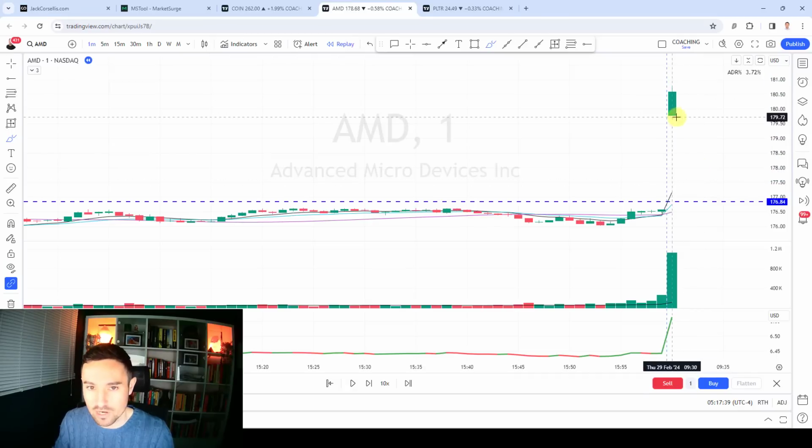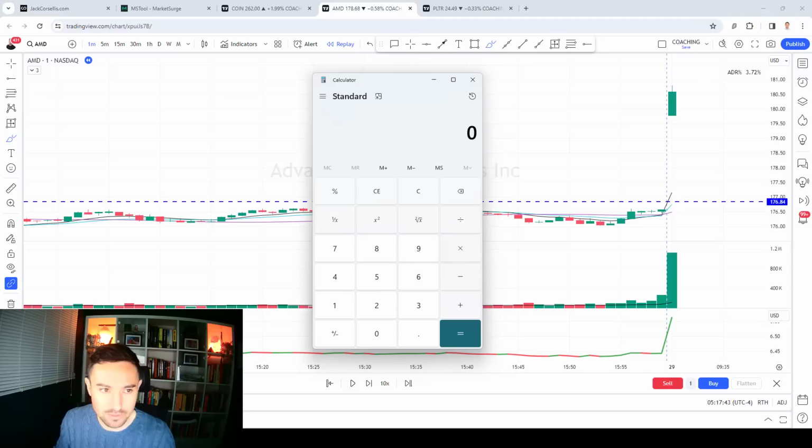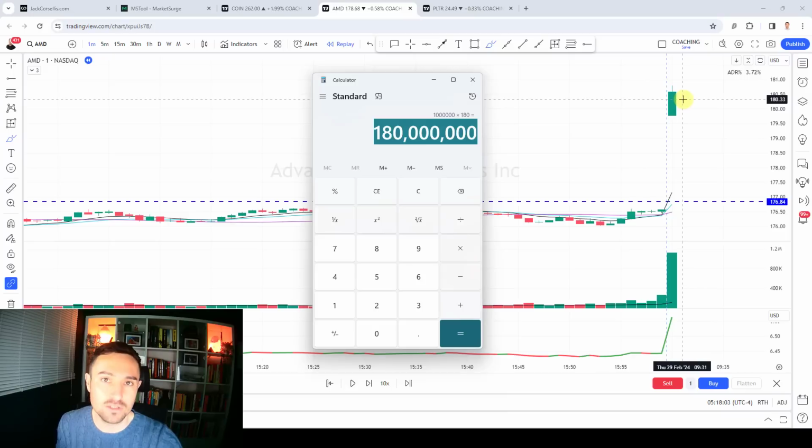So here on the 1 minute chart, gap up, open on the low, pushes up. Let's go get the calculator again. This is a long video, isn't it? Hopefully it's useful. So this bar here, what's the volume? Around about 1 million shares are traded on this first minute. Let's take an average price of about 180. Let's look at the dollar volume. I think Coinbase was 102 million. What do we have here for AMD? $180 million worth of stock are traded in the first minute.